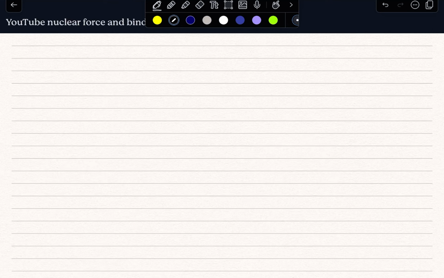Hi guys, today I want to discuss the topic nuclear force and binding energy. As complicated as it may sound, it's actually a pretty straightforward topic. This is one of the MCAT contents and it really intimidates a lot of students. So today I want to clear all the confusions you may have regarding this topic in just 10 minutes, on just one page. All right, let's dive right in.